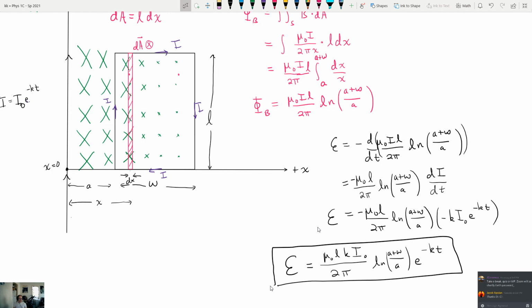Does it look like I dropped anything? No, that looks all good.